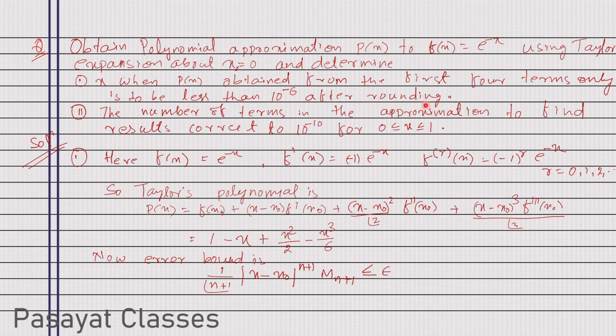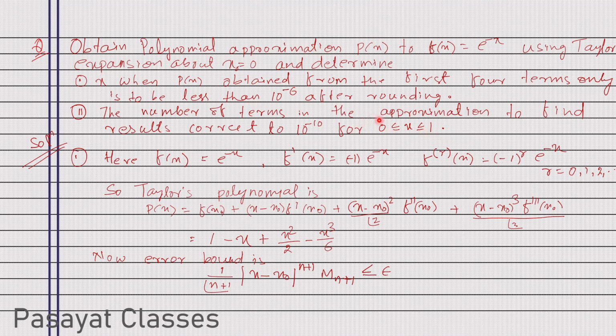Clear? And the second bit says the number of terms in the approximation, that means how many terms are required for this approximation to find the result correct up to 10 to the power minus 10 for x values lying between 0 and 1. Clear? So here a value is 0 and b value is 1, and x value lies between 0 and 1.